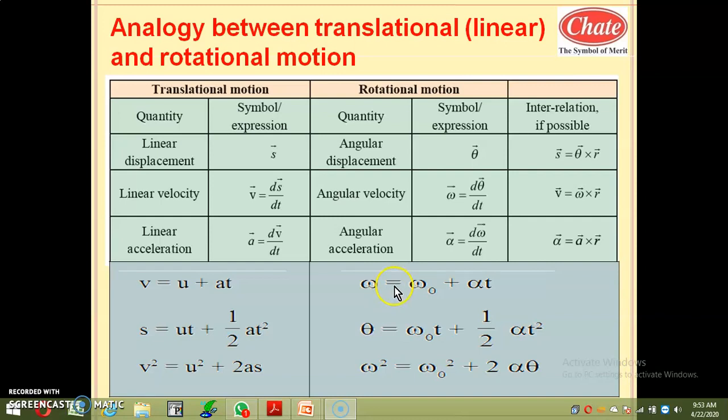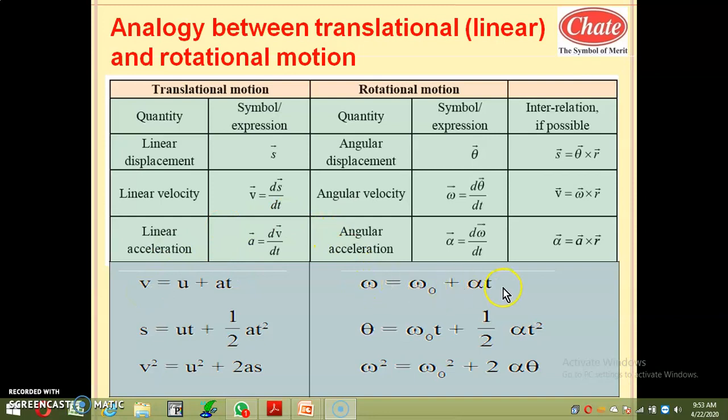final angular velocity equal to initial angular velocity, which is denoted by omega naught. Final angular velocity omega equals omega naught plus alpha t. All these are the analogous terms. Time here; in place of linear acceleration, angular acceleration; in place of initial linear velocity, initial angular velocity; and here the final velocity, here the final angular velocity.